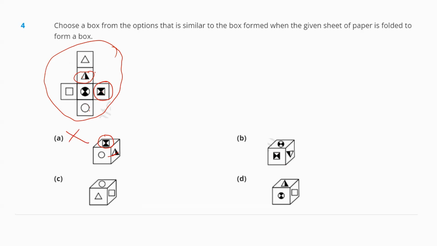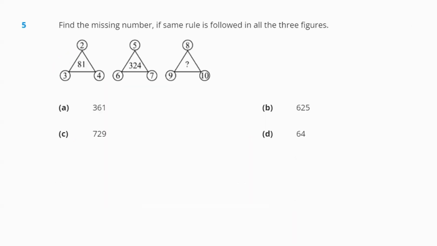In this, we have a circle here, a square shaded here, and a triangle shaded here, a triangle shaded here. So answer B is the correct answer. Moving on to the next question.